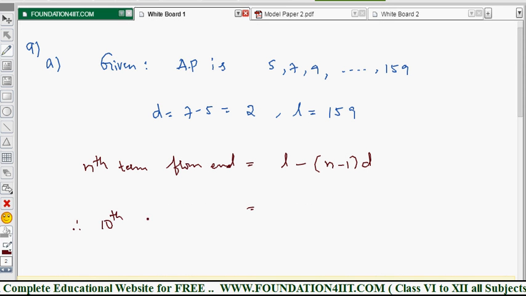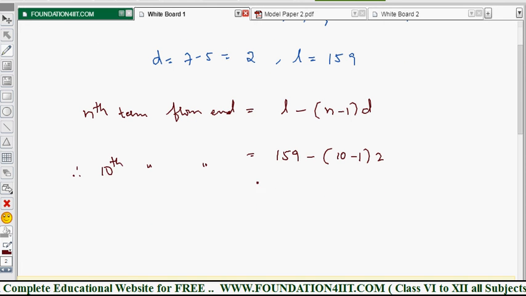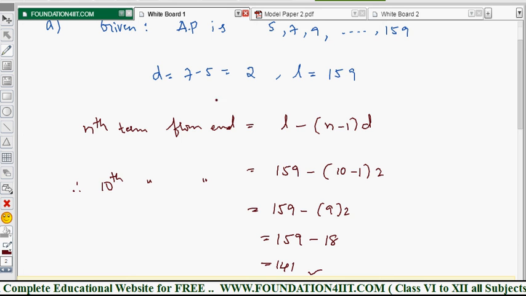the 10th term from the end is 159, that is L, minus (n minus 1), so 10 minus 1, and the common difference is 2. This will simplify: 159 minus (10 minus 1, which is 9) into 2. 159 minus 18, since 9 times 2 is 18, that is 141. That's it, simple. So 141 is the 10th term from the end.